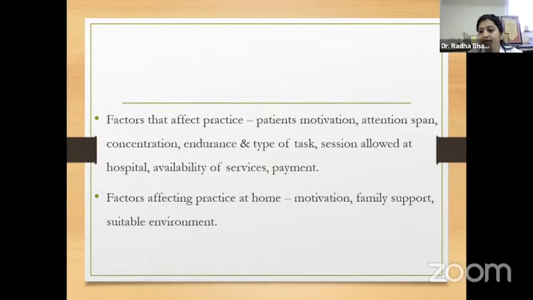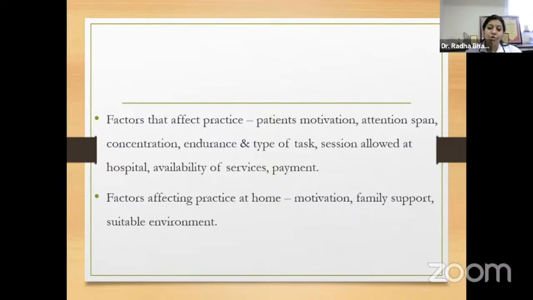Factors that can affect practice at home, because sometimes it happens that we have a few of the sessions at the hospital, or one session at the hospital and one session at the patient's own home. So what are the factors that can affect his home sessions? The same motivation of the patient as well as the caregivers or the family members, what type of family support he is getting, and is the environment suitable? Because in the hospital you have all the things that you want to give the exercises using, any equipment or any sort of things that you have chosen. At home, is the environment suitable? Are the things available or not? All these factors will definitely affect the amount of practice that a patient receives.